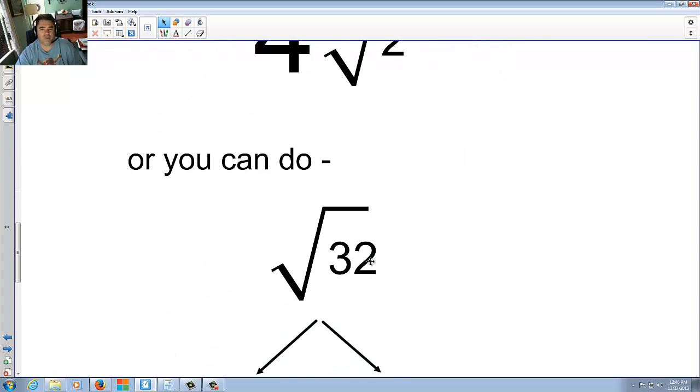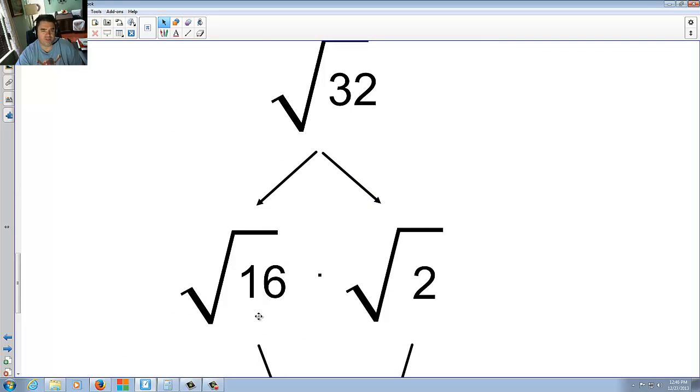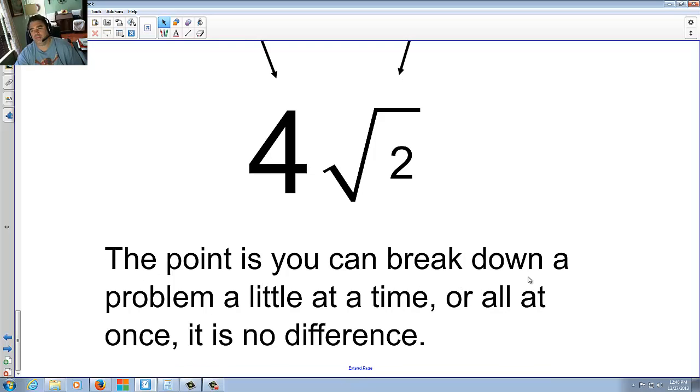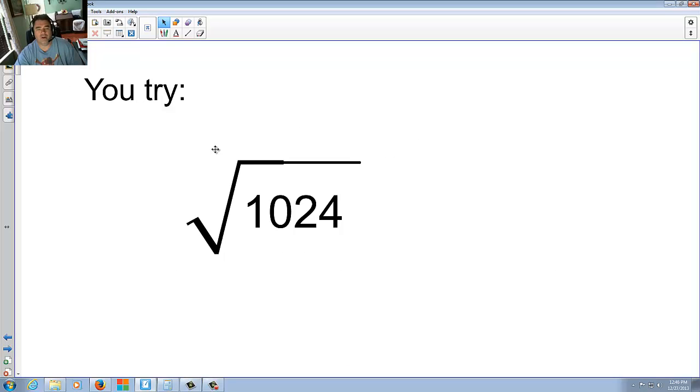Or you could take 32 and take 16 to begin with. 16 times 2, because 16 times 2 is 32, both rooted, of course. Root of 16 is 4, and square root of 2 stays where it is. So 4 square root of 2. The point is you can break down a problem a little at a time or all at once. It makes no difference, because in the end it's all going to equate to the same thing. So you try. Go ahead and start busting up 1024. Go ahead. Let's see how you did.